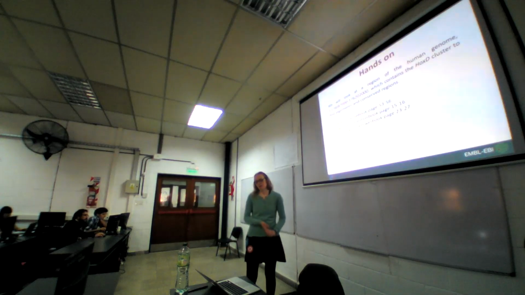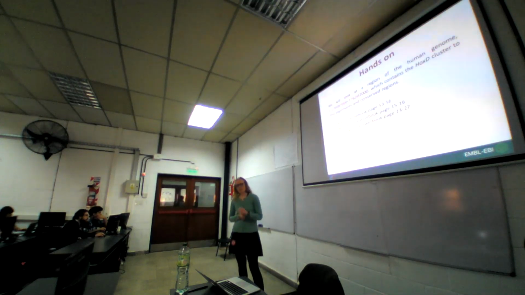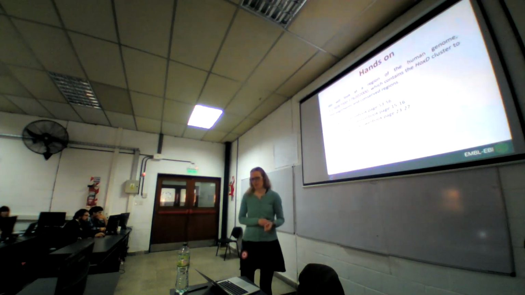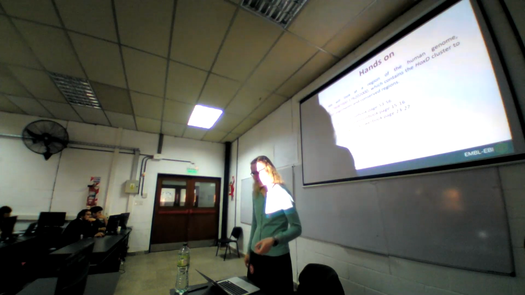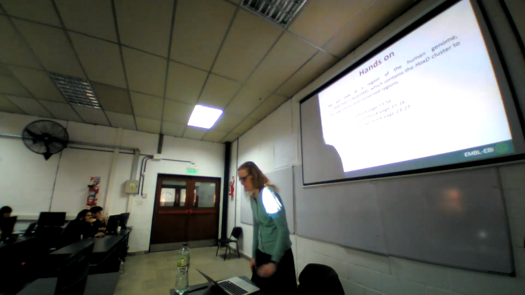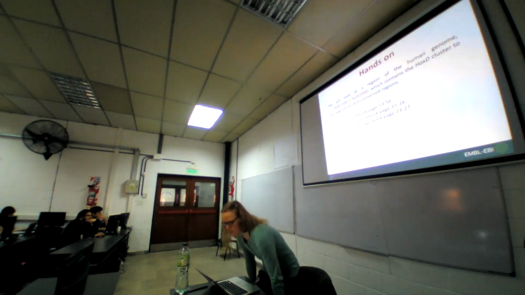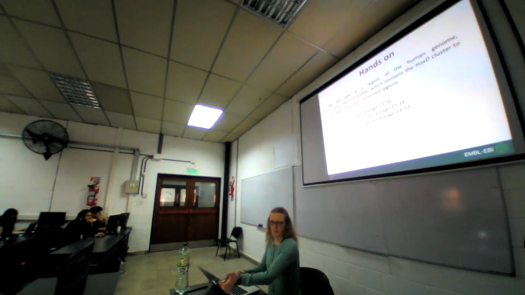In this demo, we are looking at a region on chromosome 2 that contains the HOXD cluster, which is important for limb development, and we're going to look at alignments and conserved regions there. And that's on page 53 to 56.